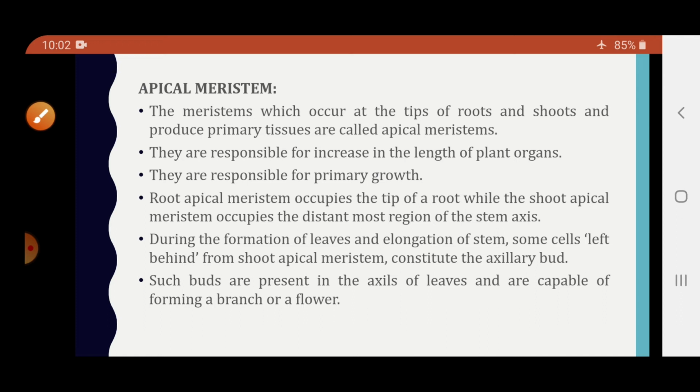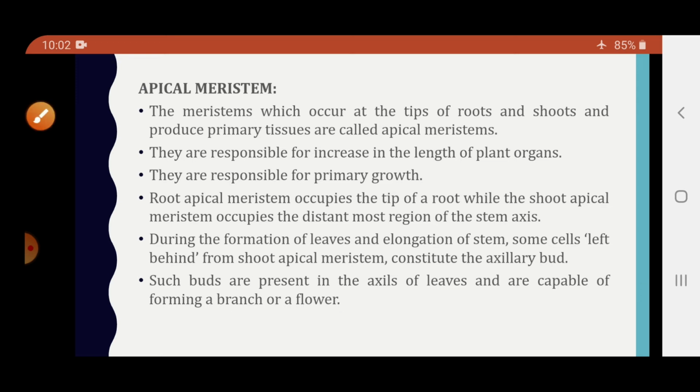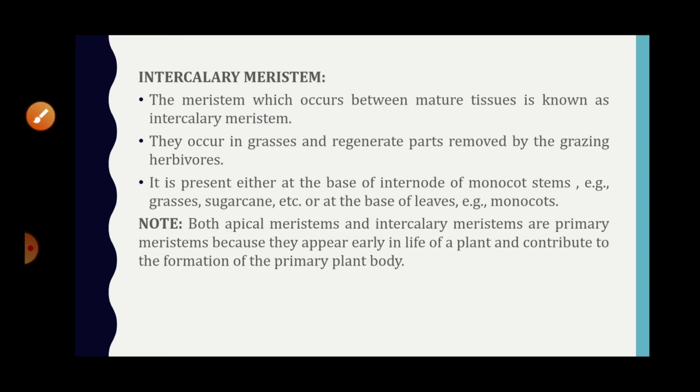So such buds which are present in the axil of the leaves, they will be responsible for formation of a branch or a flower. अभी क्वेश्चन ये अराइज होता है कि एक्सिलरी बड तो बन गया, लेकिन उसका काम क्या है. So it is the axillary bud which later will form the branch and flower of a plant. So basically apical meristematic tissue, it is responsible for the primary growth of the plant, यानी प्लांट के जो प्राइमरी स्ट्रक्चर्स है उनका फॉर्मेशन कौन करता है, it is the apical meristem.